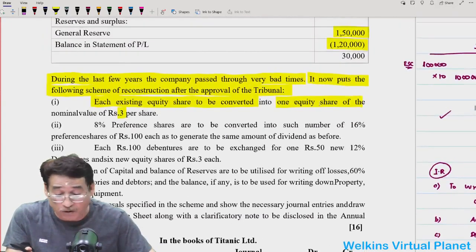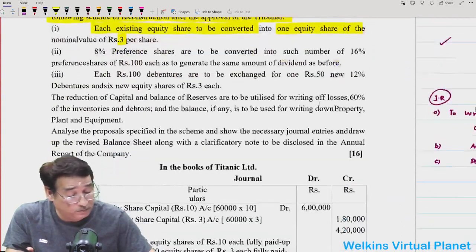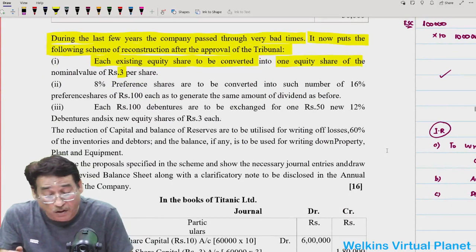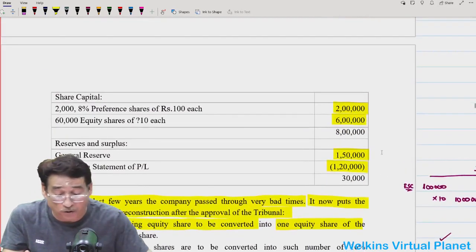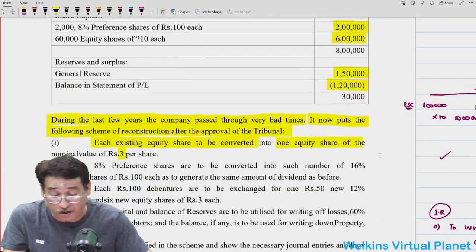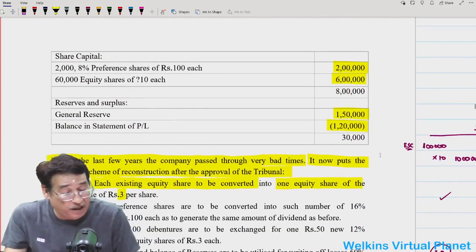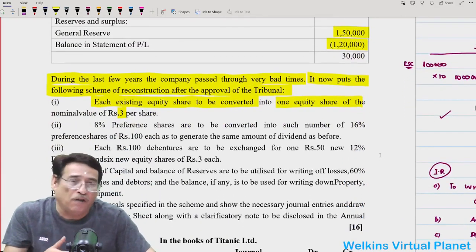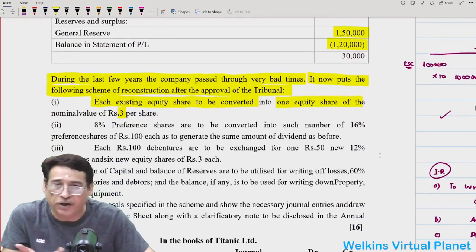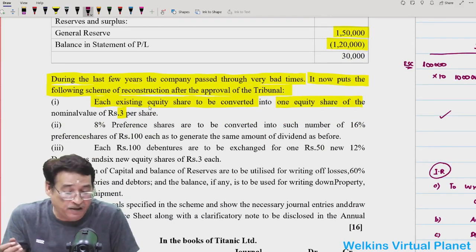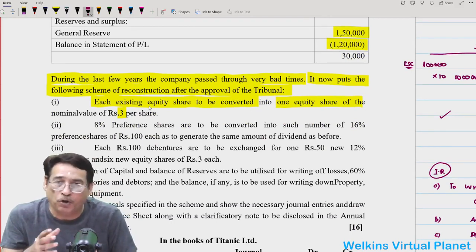So, in this particular question, we have already gone through the question. Now you must understand that here we have equity share capital, preference share capital, and there is a negative balance in the profit and loss account of 1,20,000. It's quite a heavy balance if we take relative figures. Now, what is the scheme of internal reconstruction? So now you will be in a better position to comprehend it.